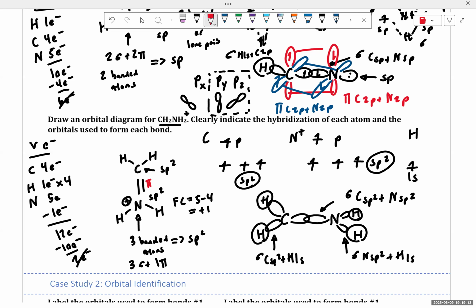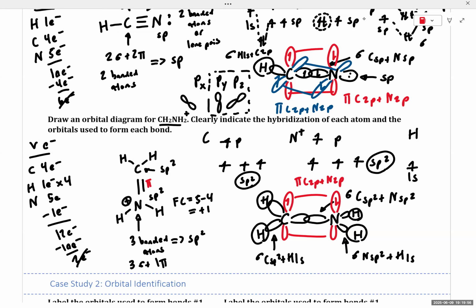Finally, this pi bond here, pi bonds are formed via the overlap of half-filled p orbitals. So the pi bond in this case is formed via the overlap of the carbon 2p and nitrogen 2p orbitals. So once you identify the hybridization of each atom, you can in turn draw out an orbital diagram because you know what orbital, specifically what hybrid orbital, is being used to form the sigma bonds, and you know that the pi bonds are formed via the overlap of p orbitals.